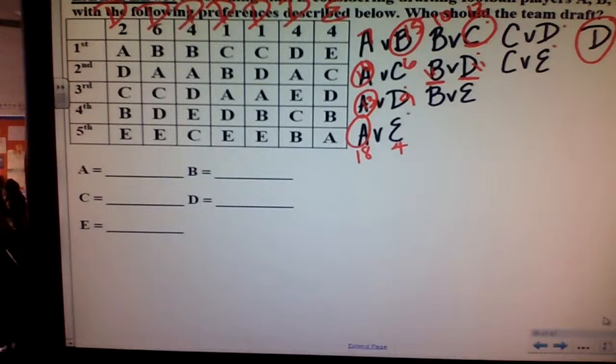B versus E. B. And that should have been 14-8. C versus D. And that was 12-10. C versus E. E. And that was 10-12. And D versus E should have been D, and that was 18-4. So everybody get all the results down and give me some totals. So we only had one tie, and that was B versus D.